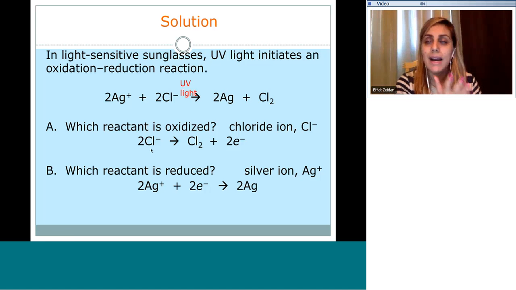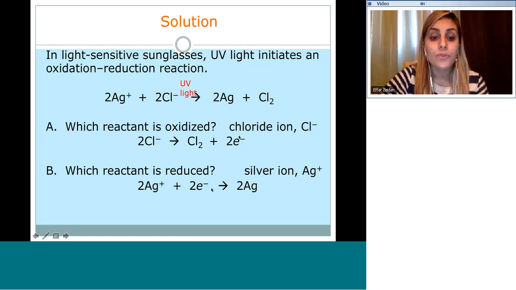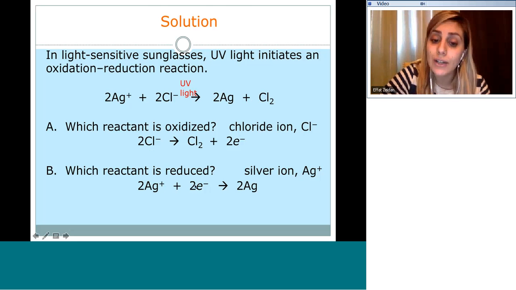Each Cl minus has 1 electron. So therefore, if we have 2 Cl minus, then we will have 2 electrons generated. Which reactant is reduced? Now we have silver plus, so 2 silver plus giving us 2 Ag. If each one is positive 1, how many electrons does each one gain to become neutral? Just 1. So therefore we have 2 Ag plus 2 electrons, because each one needs 1, giving us 2 Ag.